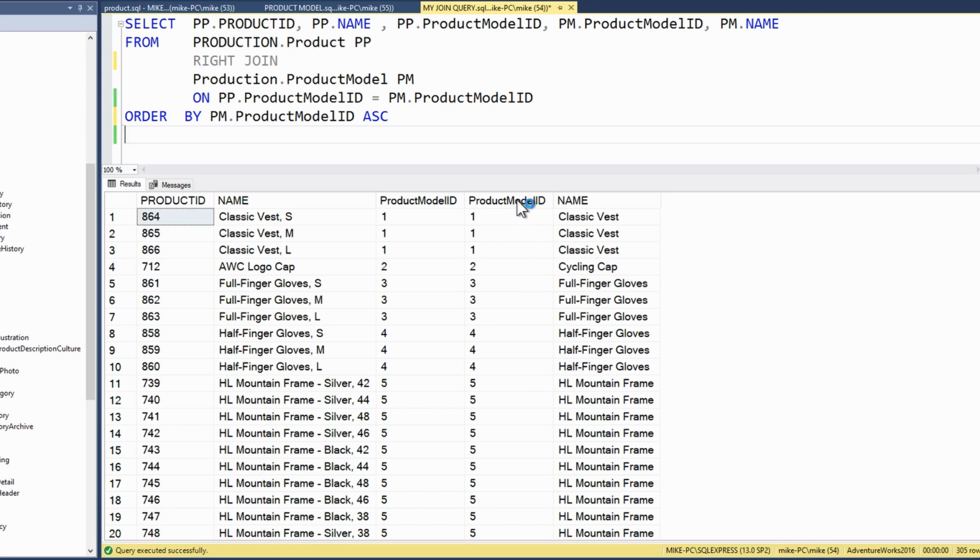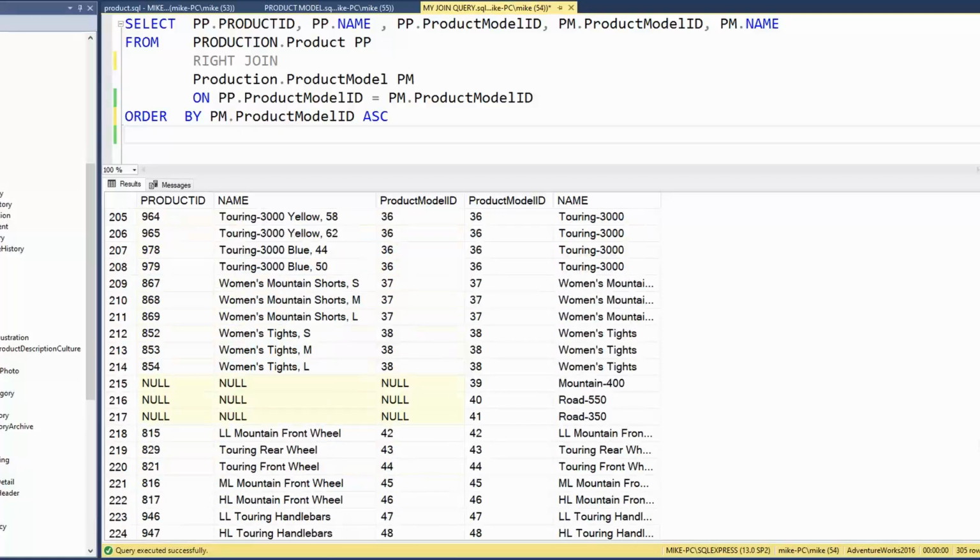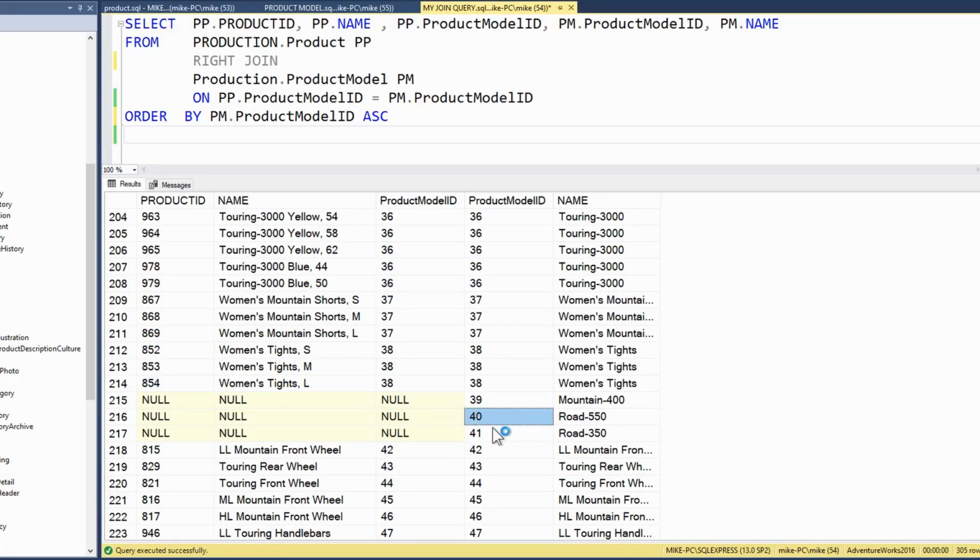There are the columns from the product model table. There's the product model's primary key. And if we scroll down, we're seeing that repeated 3 times because it's matching 3 times with the product model table. We'll scroll down. Now note, these particular models are returned even though they are not in the product table, because it's a right join. Whatever's on the right-hand side gets returned at least once, and because it's got nothing to match with in the left-hand table, in the left-hand table columns we just get a row of nulls.